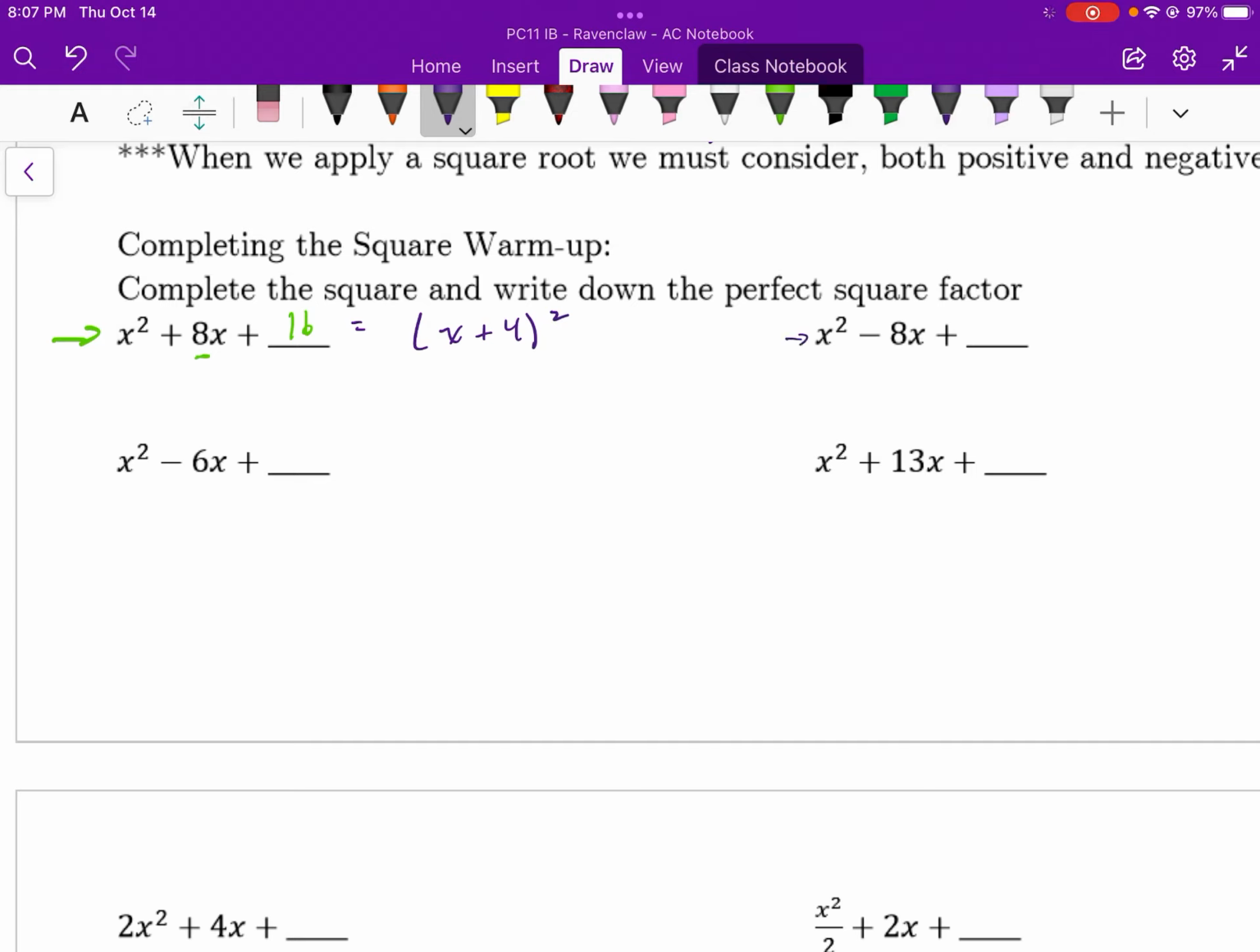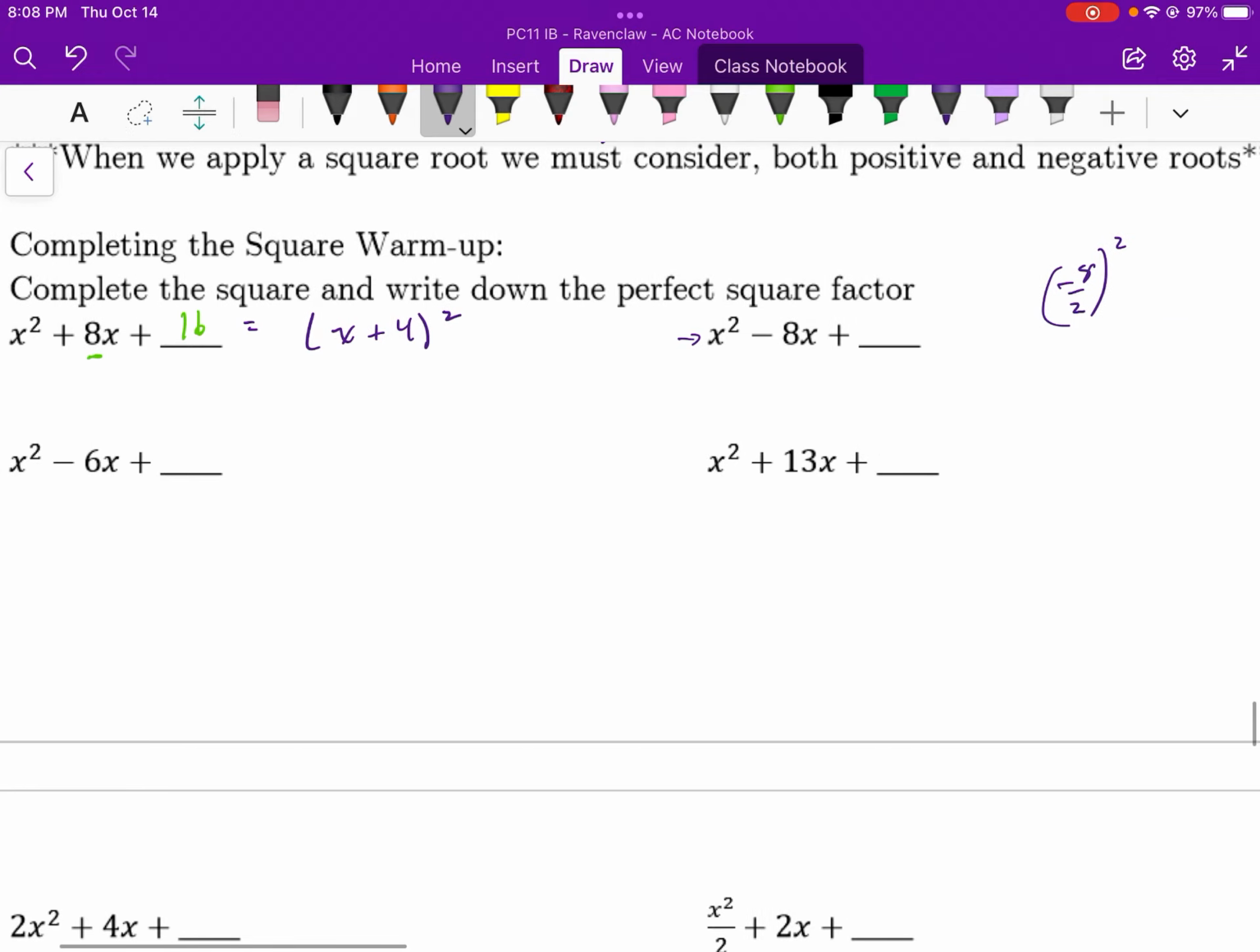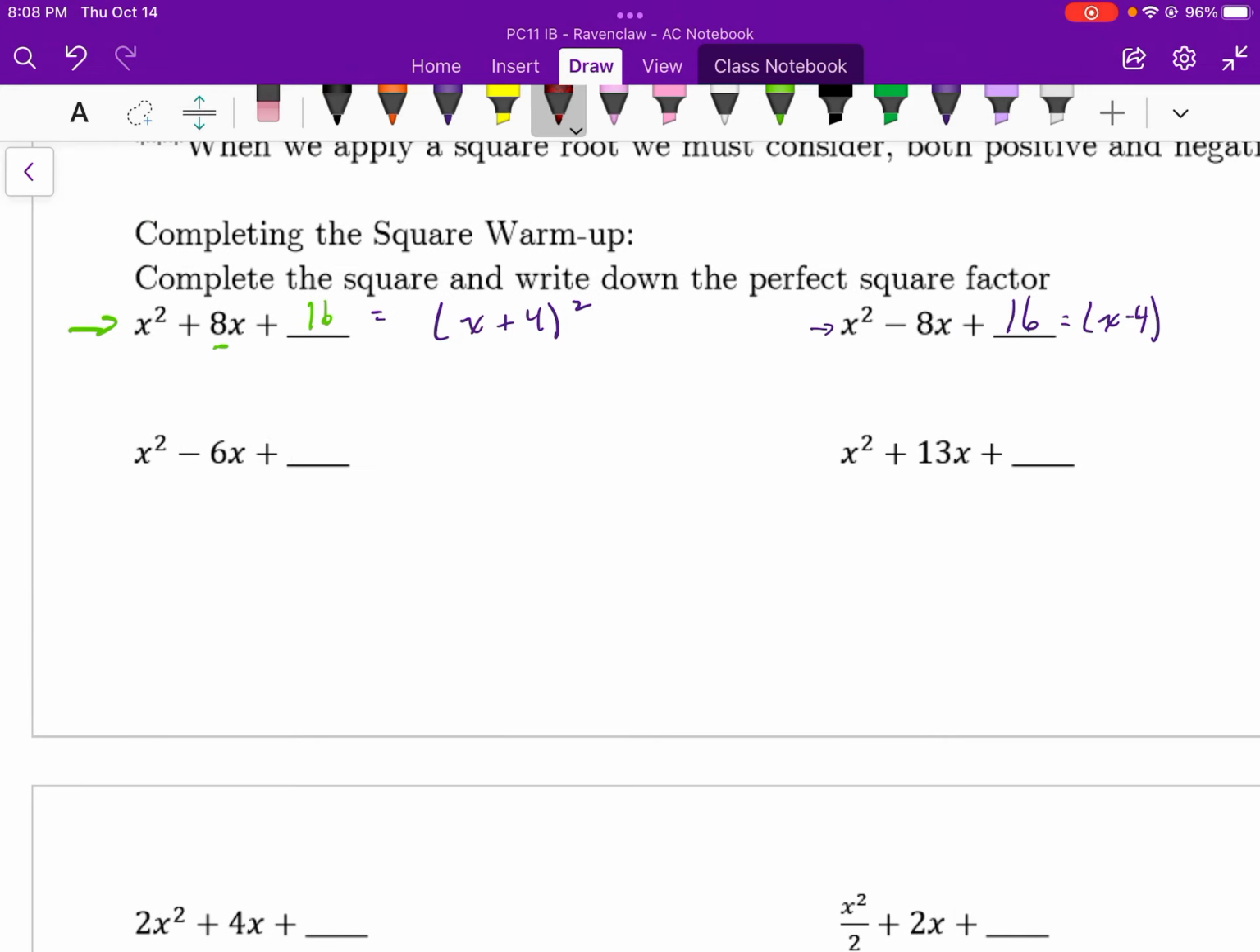Same thing over here. x squared minus 8x. I take negative 8x, I divide it by 2, and I square it. This would be equal to negative 4 squared. Again, I would add 16. It creates a perfect square factor of (x minus 4) squared. All right, moving on quickly, x squared minus 6x, the number I would add is 9. Negative 6 divided by 2 is negative 3, squared, it's 9. I've just created a perfect square factor of (x minus 3) squared.